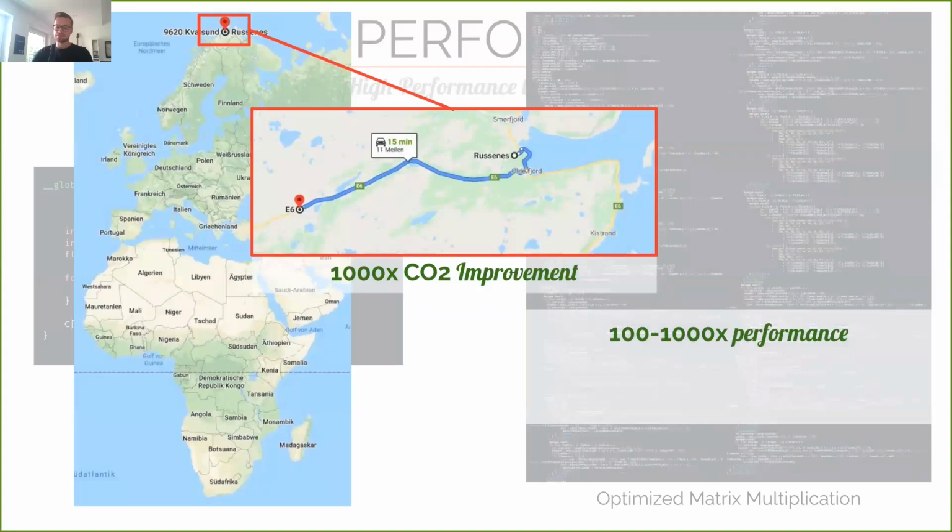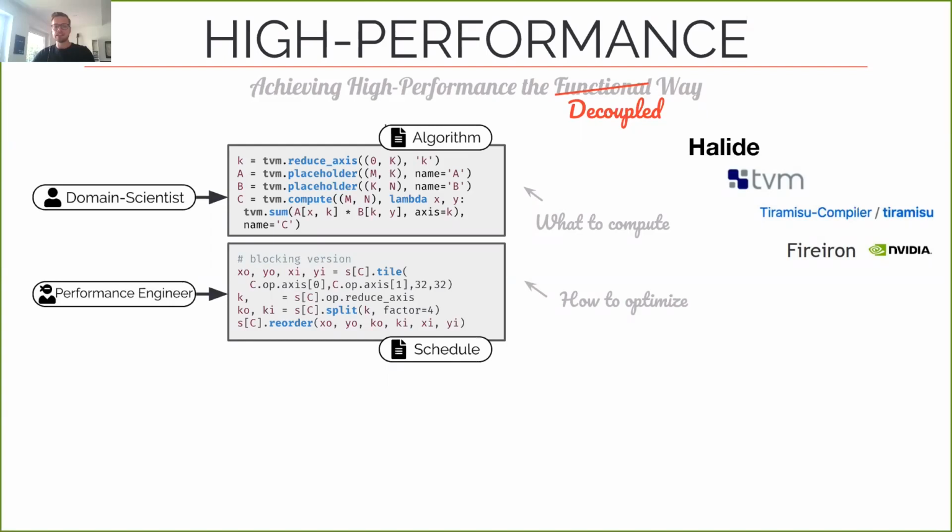However, this manual way of achieving high performance requires some expert to sit down for quite some time and to optimize their program in a time-intensive and incredibly error-prone process. So another way to achieve high performance is what I called here the decoupled way, which was pioneered by a domain-specific compiler called Halide. And the key idea here is to decouple what is being computed from how it is optimized. So this allows a domain scientist to focus on implementing the computation, which can then be separately optimized by a performance engineer with a so-called schedule. And this way of achieving high performance is currently very popular, and there are many compilers following this approach.